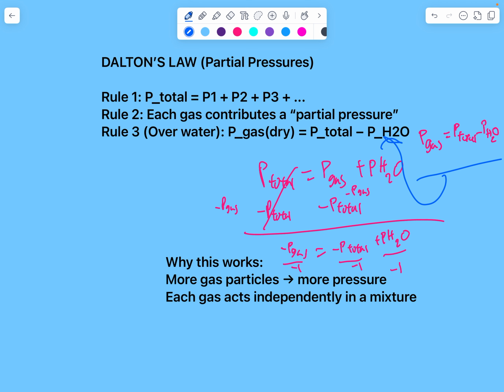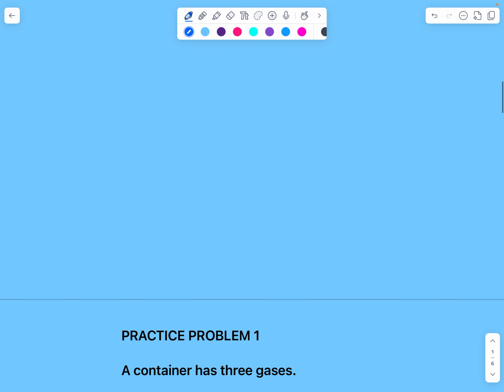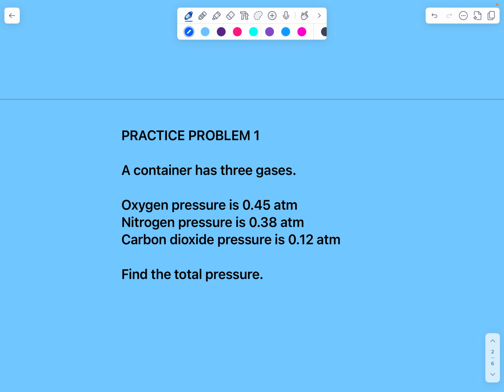Why this works, okay, let's talk about it. Pressure is caused by particle collisions. In a mixture, each gas collides independently, so pressures add, okay? Let's do practice problem number 1.